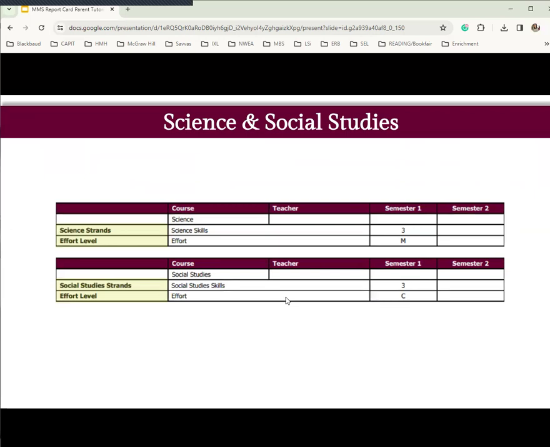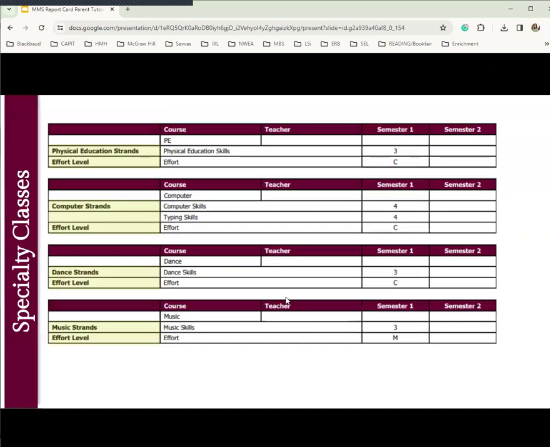You have your science and social studies, where you have your science skills as well as their effort levels. And finally, we have our specialty classes. Specialty classes would include PE, computer for our students that take computer, dance, and music. And again, you see the skills that are associated with that grade level, with that content area, as well as the effort that goes with it.